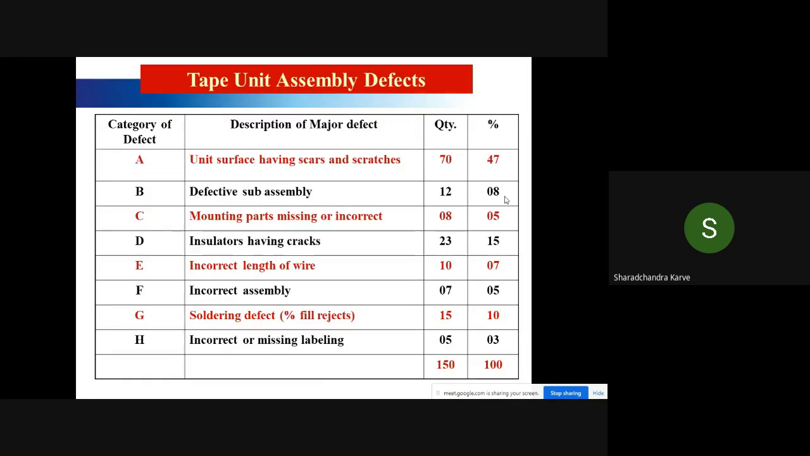So just look at an example. These are the assembly line defects. What are the categories of the defects? A, B, C, D, E. This is the description of the defect. This is the quantity of defects generated out of 150.